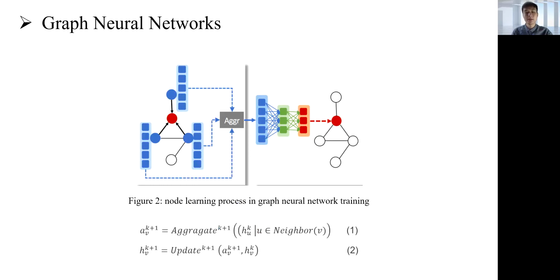Graph neural networks mean that the nodes in the graph update their features by learning the features of neighboring nodes. Figure 2 depicts the process of node feature learning in graph neural network training. The process can be divided into two stages: aggregation and update. In the aggregation stage, nodes aggregate the features of their neighbors, and in the update stage, nodes update their own features according to the features of their neighbors. Equations 1 and 2 are the formulas of these two phases.